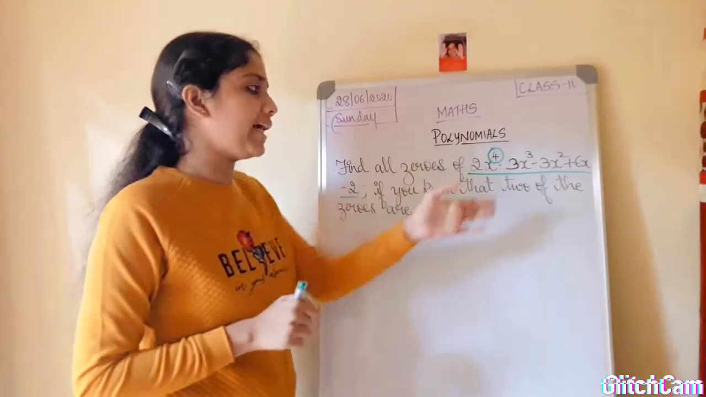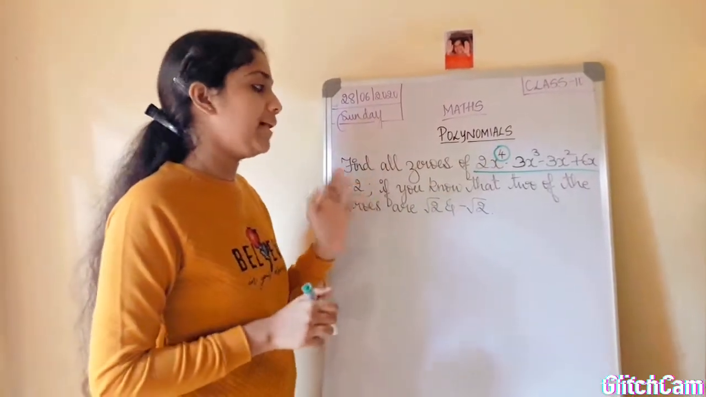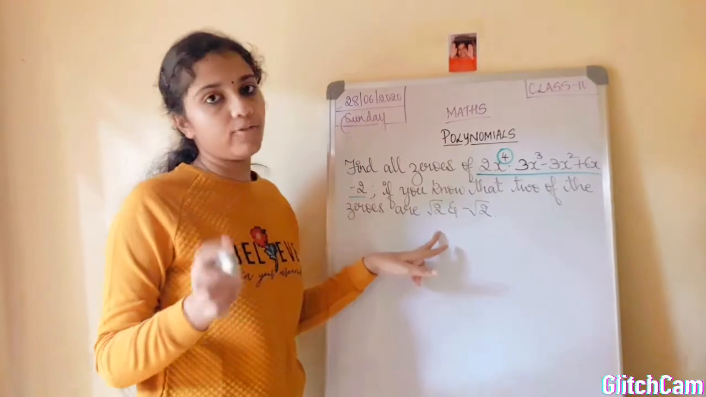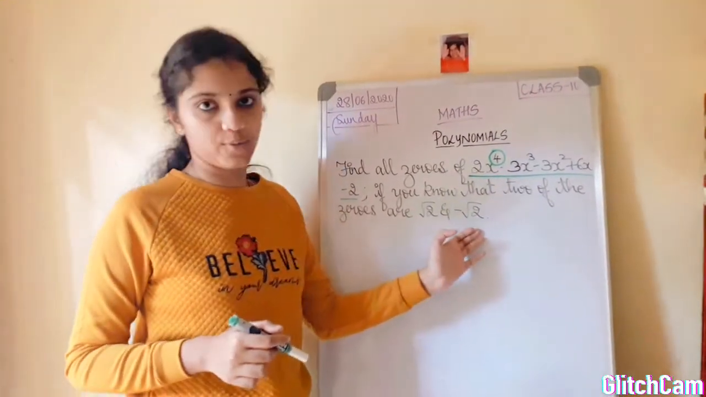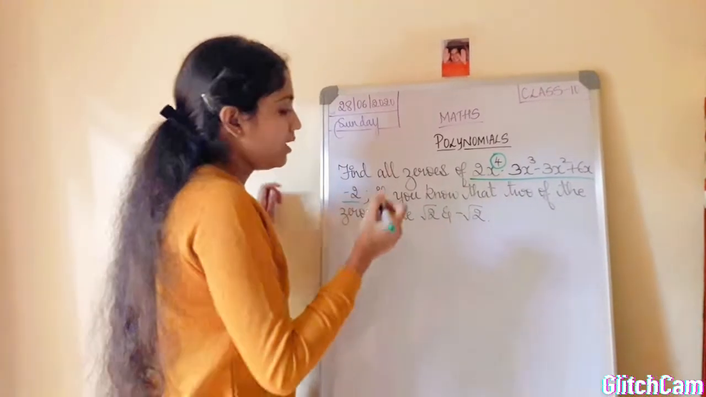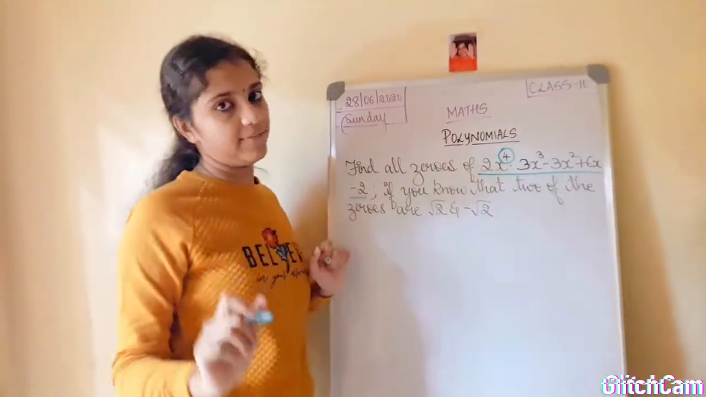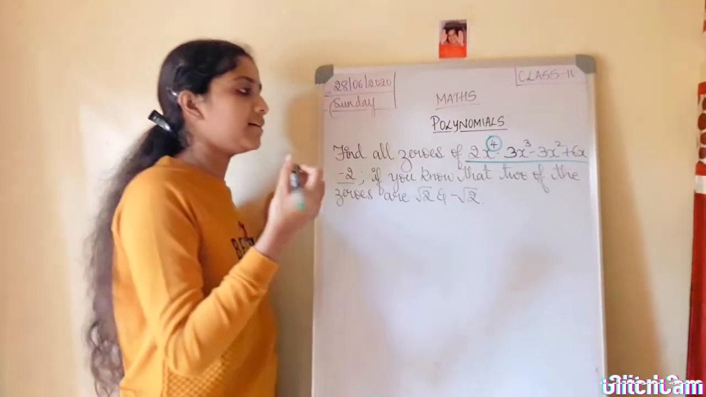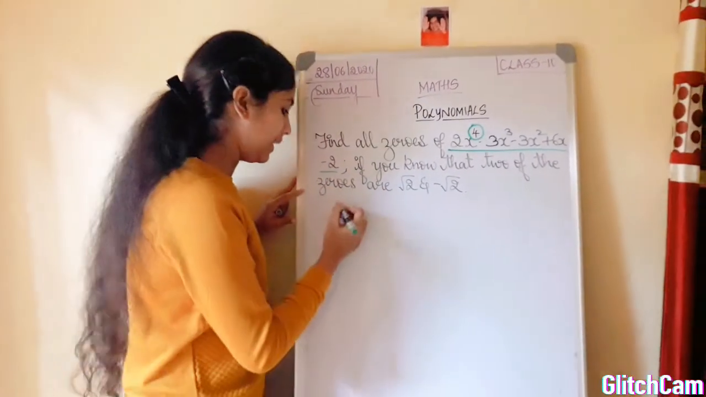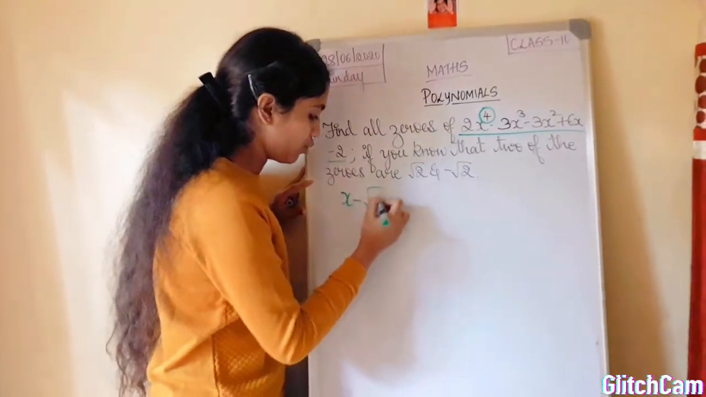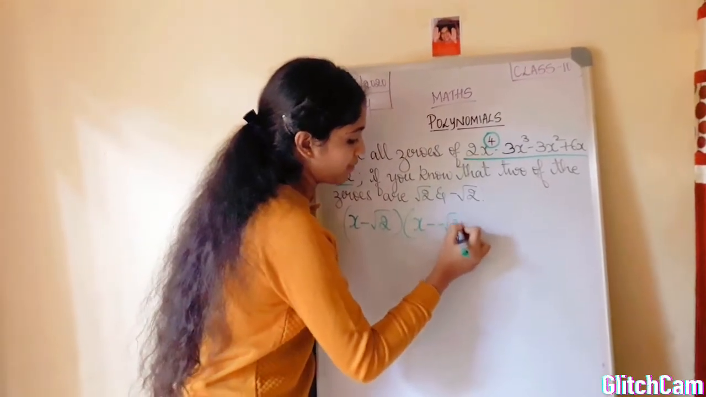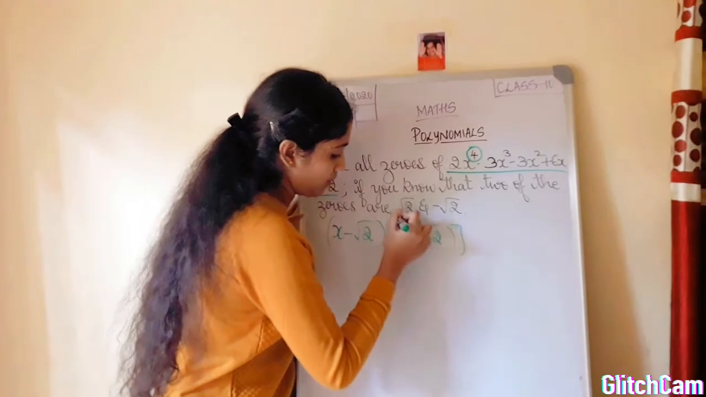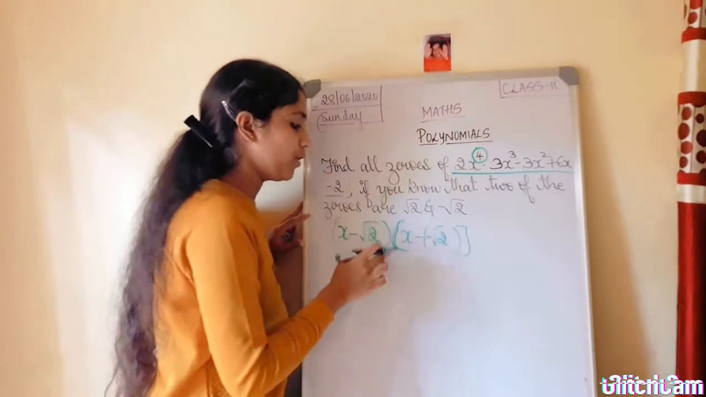Now, you have to find the zeros of this polynomial when you know, see, they have only given that 2 of the zeros are root 2 and minus root 2. So, how did we do previously? The same thing will apply now also. By the middle splitting method, you will get that x minus root 2, x minus of minus root 2. So, this is what you will get.